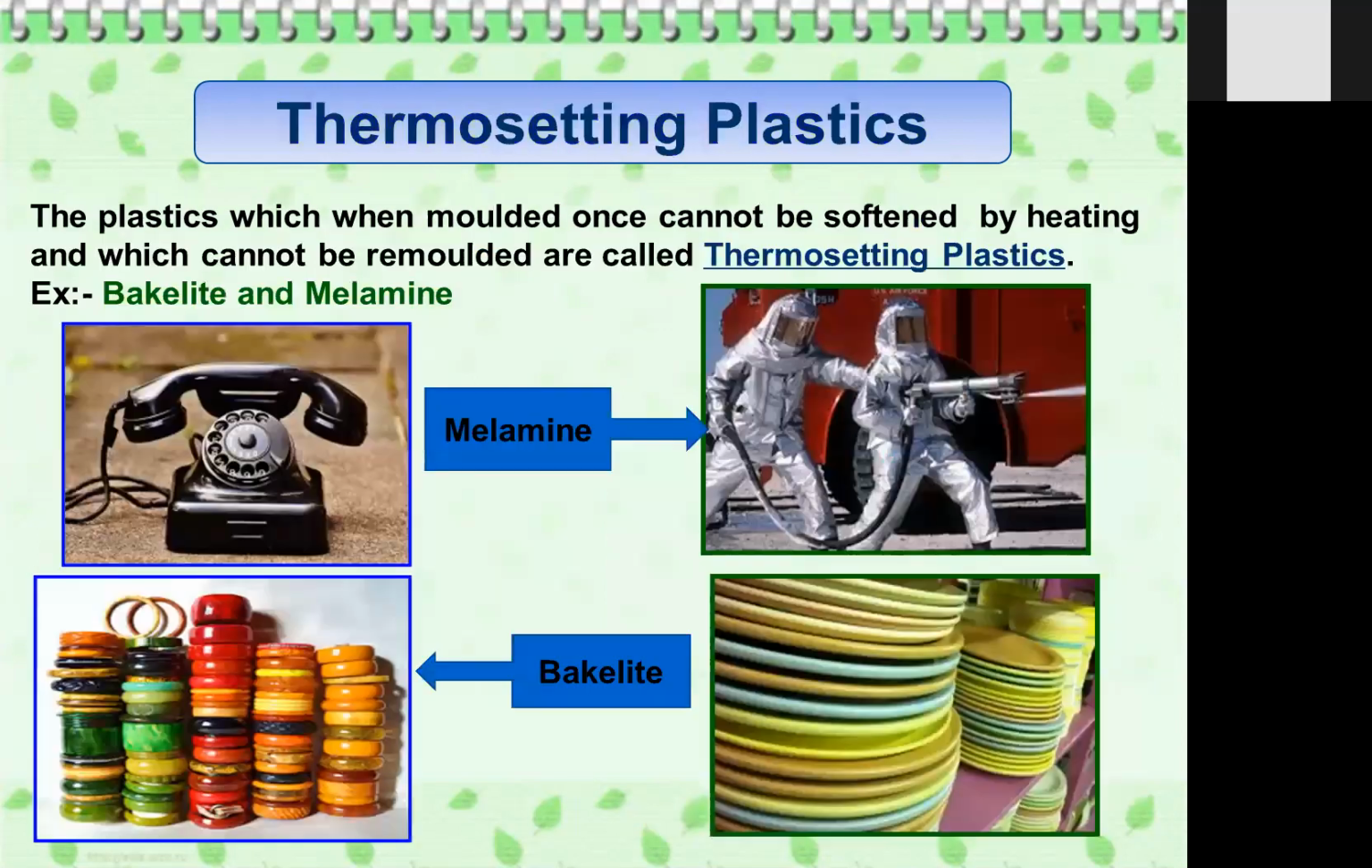The second one we have is thermosetting. Thermosetting means once set, it is set. So it is difficult to give them another shape.